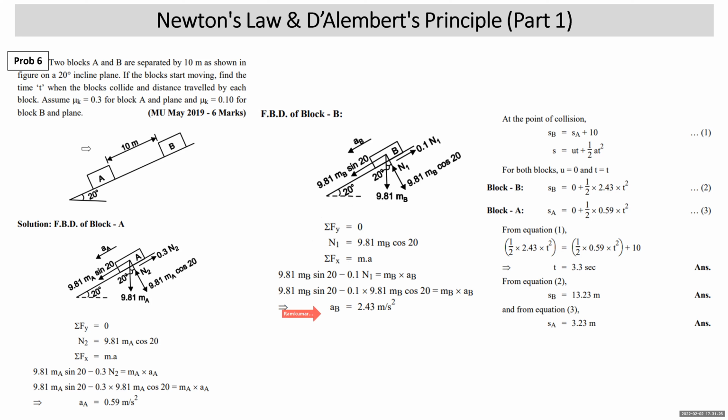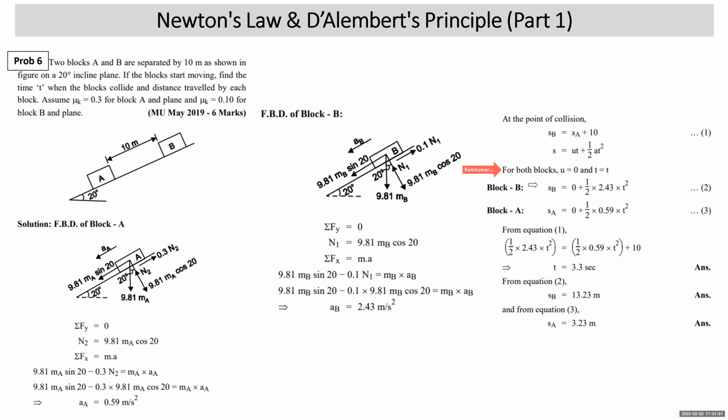As I explained from the given diagram, block B will collide with block A only when it travels 10 meters more than the distance traveled by block A. So at the point of collision, SB is SA plus 10. Now both the blocks' accelerations have been found out. S is equal to UT plus half AT square. Both the blocks start from rest. Both blocks have different accelerations, which we have worked out, and the running time for both blocks is the same.